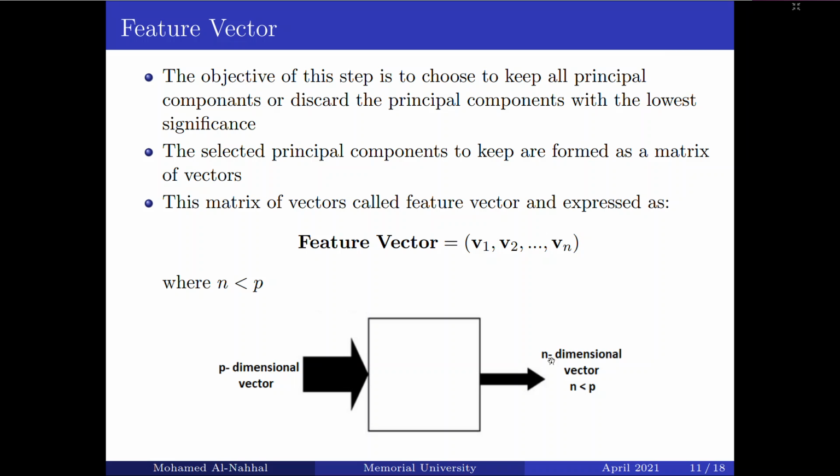For example, if we just want to describe our dataset in terms of new attributes, meaning principal components that are uncorrelated, without seeking further dimensionality reduction, discarding the lowest significant components isn't needed.